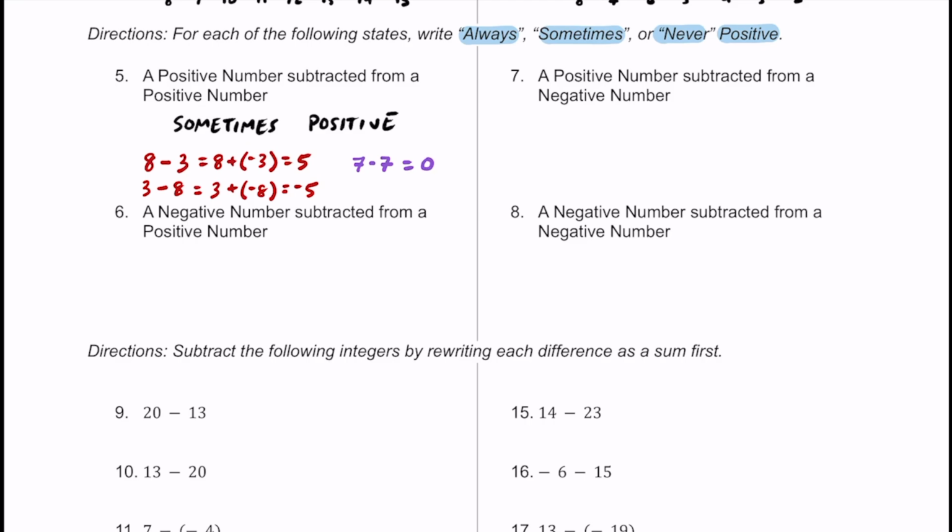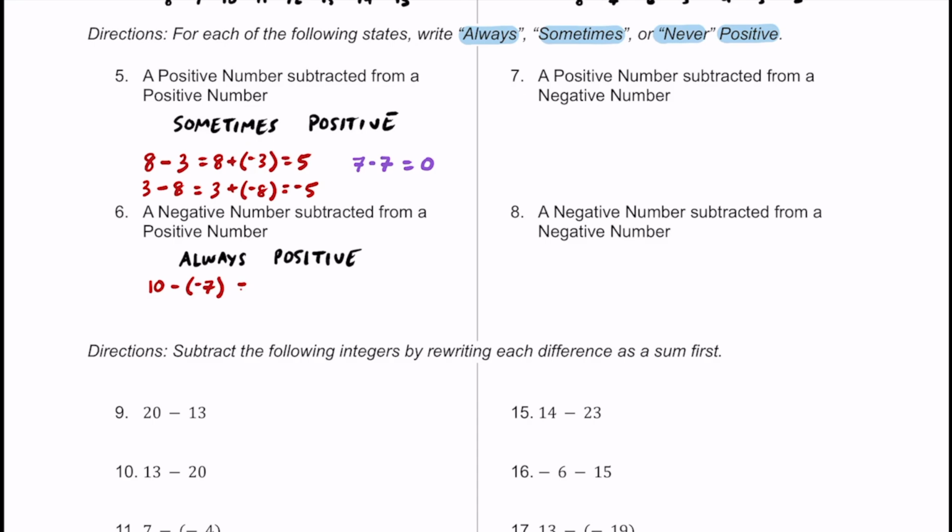For number 6, we have a negative number subtracted from a positive number. Okay, so this one's actually going to be always positive. So we're going to be subtracting a negative number from a positive number. So maybe I could show you a couple examples. So a negative number subtracted from a positive number. So let's say maybe a positive number, take away a negative number. So 10 minus maybe -7, right? So we just took away a negative number from a positive number.